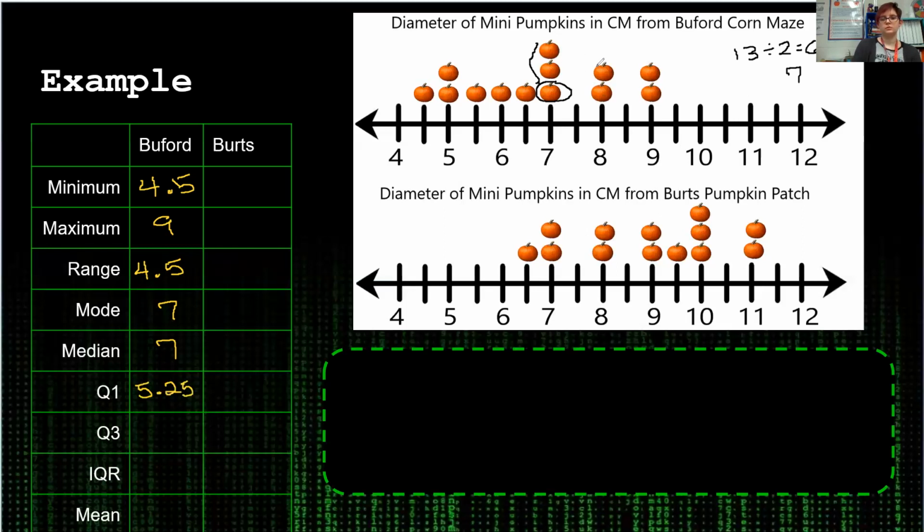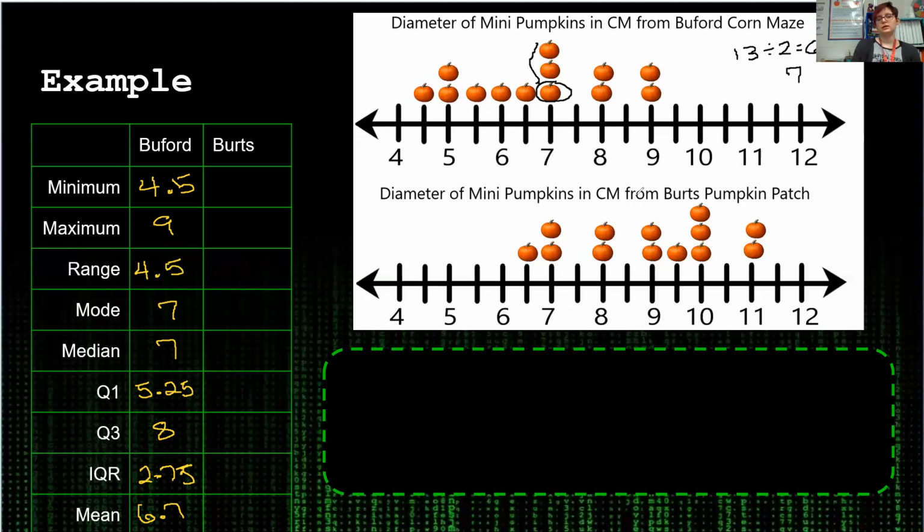1, 2, 3. Okay. My 3rd and 4th pumpkin are on the same number. That means my Q3 is 8. My IQR is 2.75 centimeters. And finally, my mean, if I add up all the diameters of all 13 pumpkins and divide by 13, I get that the mean is 6.7 centimeters. Okay, now let's look at Burt's.